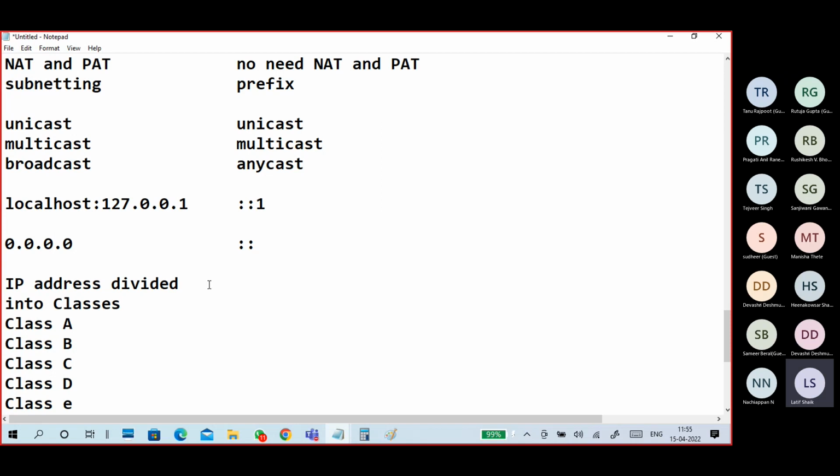In IPv6, we have it like this. No classes here, but it is divided into types: Global Unicast, Local, Link Local, and also broadcast, anycast, multicast.